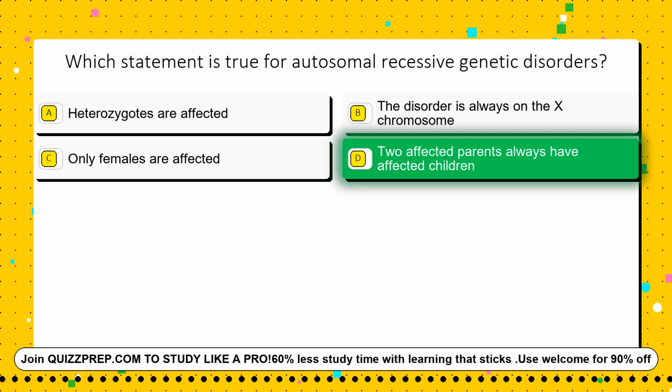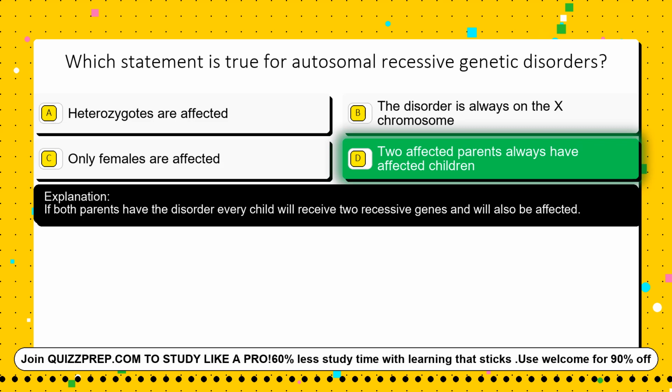The correct answer is option D. Two affected parents always have affected children. If both parents have the disorder, every child will receive two recessive genes and will also be affected.